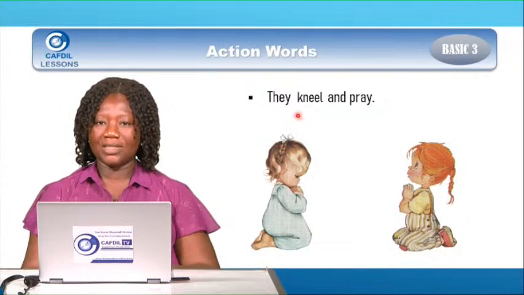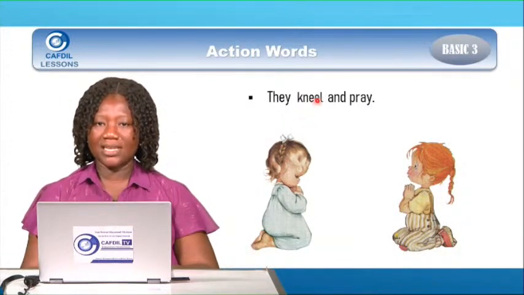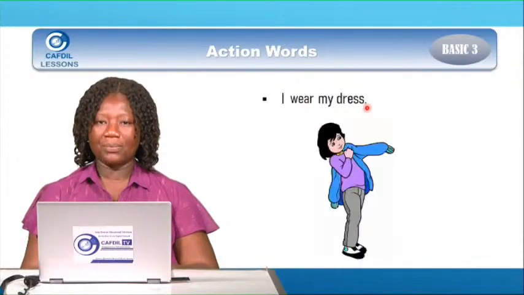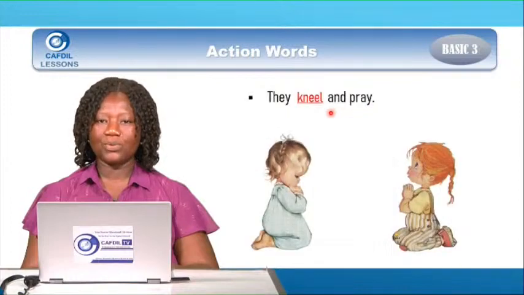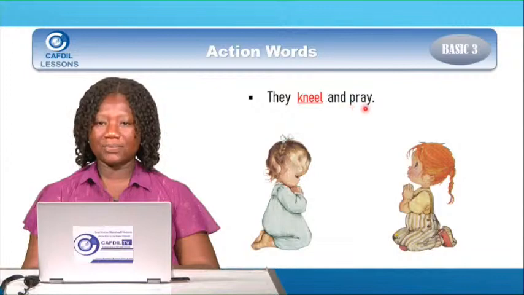So the first one is kneel. Kneel. It is something they are doing. Then the next one, can you see that they've put their hands together? Good. So what do you think they are doing? Pray. So we have our sentence, they kneel and pray.